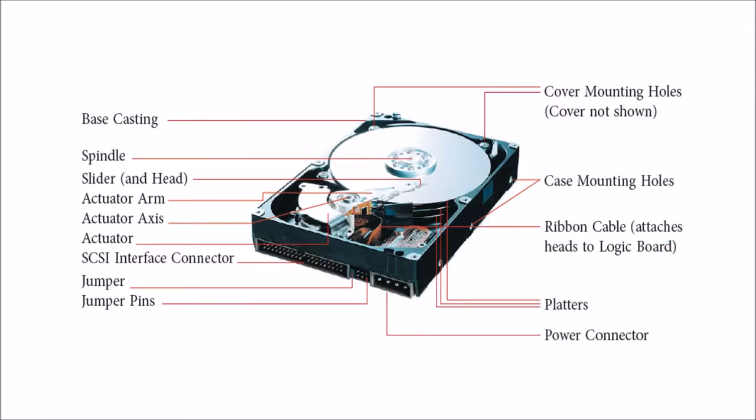First of all, you have this base casing. This is the spindle. This is the slider. This slider goes to that particular point where the data is. You have this actuator arm, the actuator axis, and the actuator. This is your SCSI interface connector, also called SCSI. This is the jumper, these are the jumper pins. This is the power connector.